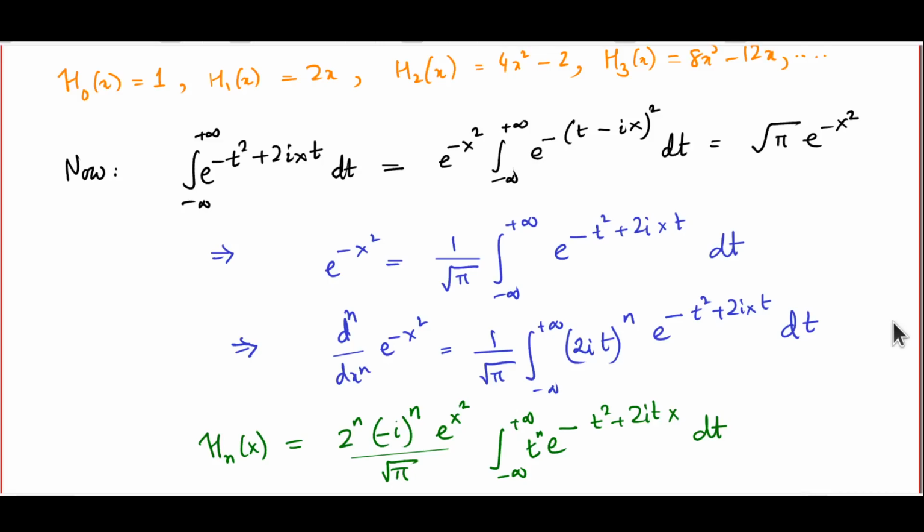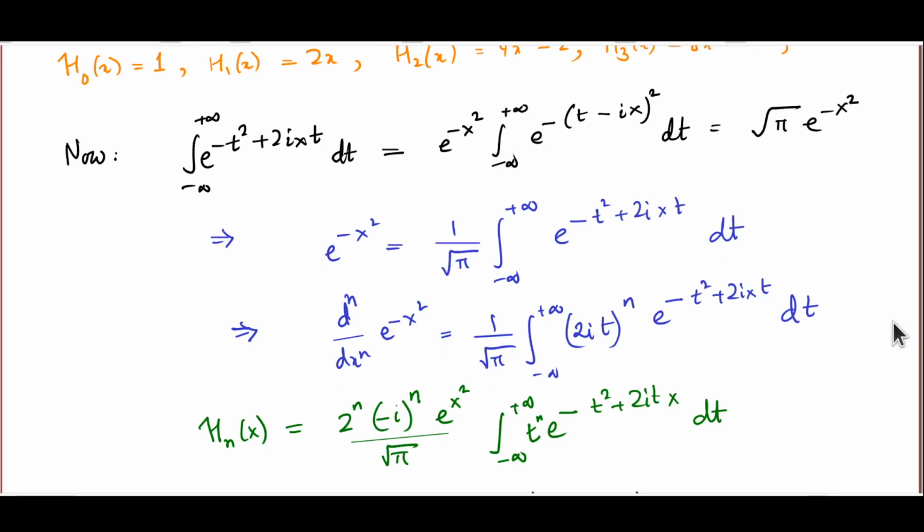2 to the n, minus i to the power n, that's the minus 1 to the n in the prefactor coupled with the i to the n that you have from the derivatives, times e to the power x square by square root of pi, and followed by an integral over the entire real line of t to the n e to the minus t square plus twice i t x. So this is H_n(x) in the integral form.